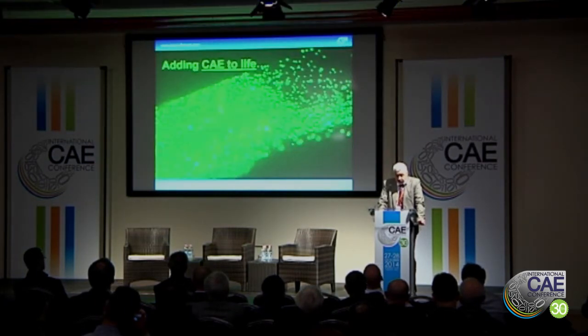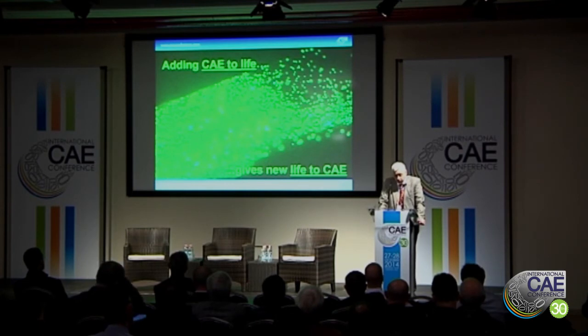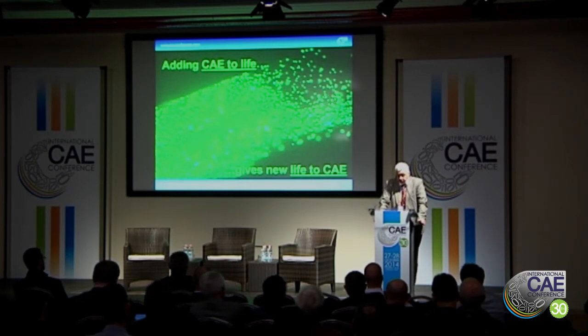So what we suggest is basically, if we're adding CAE to life, that would give a new life to CAE. This is a picture of chondrocytes which have proliferated on the mechanically stimulated specimen, and every green point means a live cell. And you can see that there is a certain anisotropy created on the specimen.